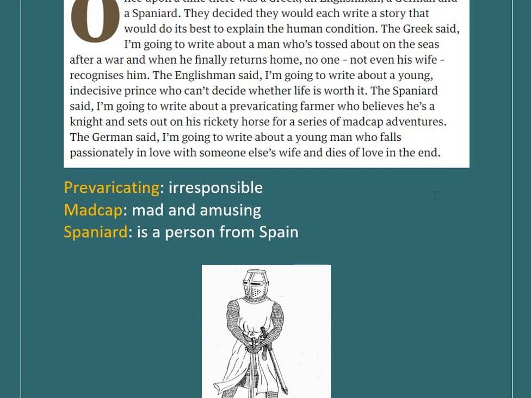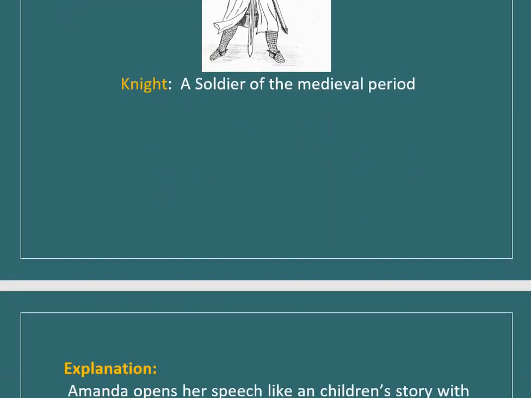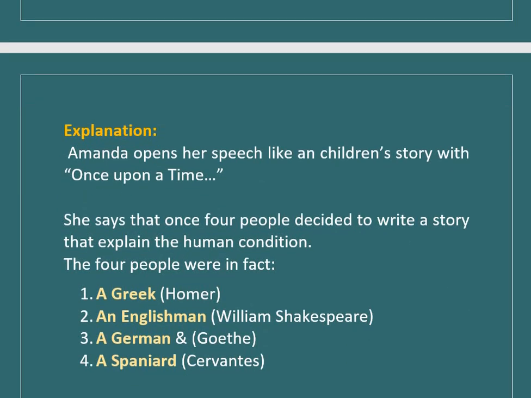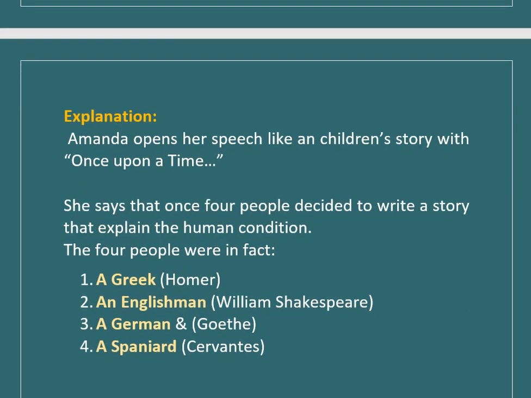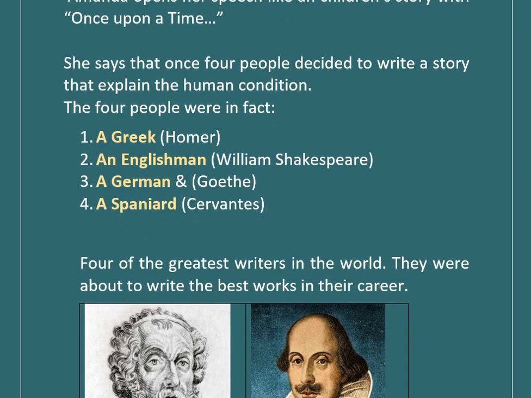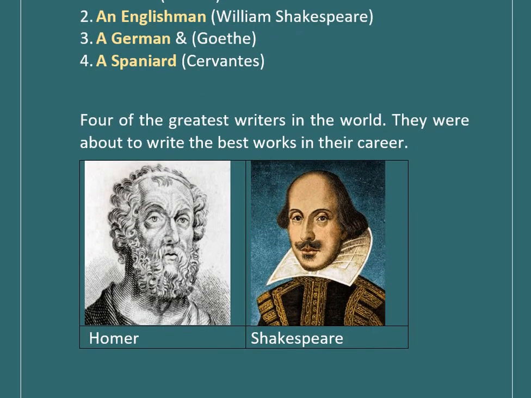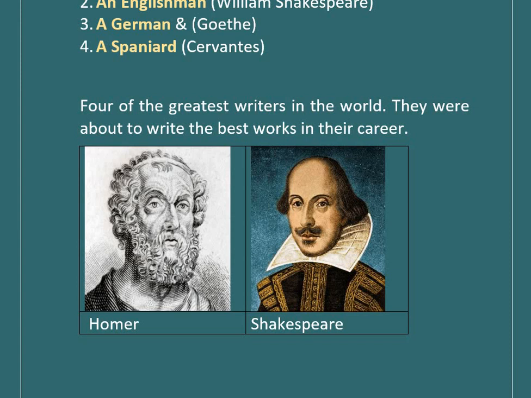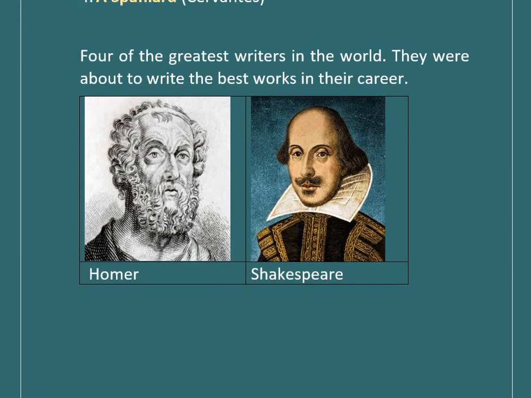So this paragraph tells about four writers. One is Greek, one is an Englishman, one is a Spaniard, another one a German. These are actually famous writers: Homer, William Shakespeare, Goethe, Cervantes, and you can see the images of these writers.